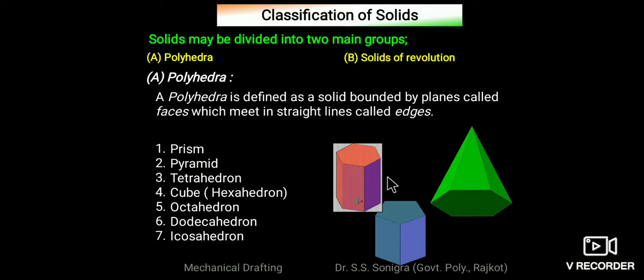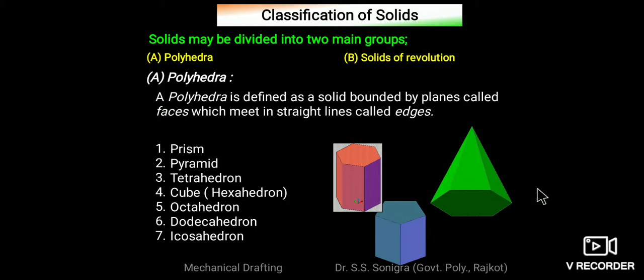Suppose this is a hexagonal prism. It is covered by one hexagonal face on the top side, another hexagonal face on the bottom side, and all six sides are covered by rectangular faces. So 6 rectangular faces and 2 hexagonal faces cover this solid. So it is one example of a polyhedron. Similarly, this solid is covered by one hexagonal face, that is the base, and 6 triangular faces. So this is also a polyhedron.